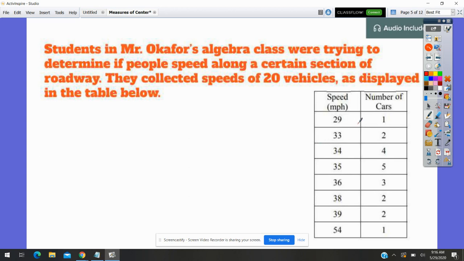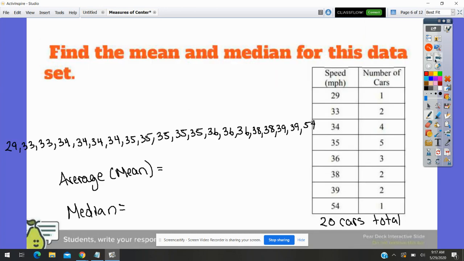So here, if you look at this table, they have the speed in the left-hand column, miles per hour, and in the right-hand column, they have the number of cars. So what this is saying is that one car went 29 miles per hour, 2 cars were going 33, and 4 cars were going 34 miles per hour, and so on, okay? So the next part asks you to find the mean and median for this data.